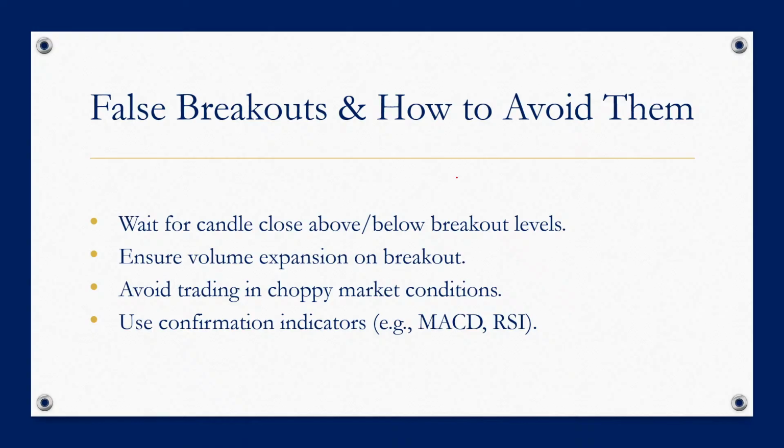All right, let's talk about false breakouts. They can be frustrating, but they can be avoided by waiting for a candle close beyond the breakout level. So confirm the move with volume expansion and use supporting indicators. You can use RSI, you can use MACD to strengthen your conviction. So if you have a breakout, for example, you got a bullish MACD crossover or MACD in bullish territory, that gives you a really strong signal. And also avoid trading in choppy market conditions where breakouts are less reliable.